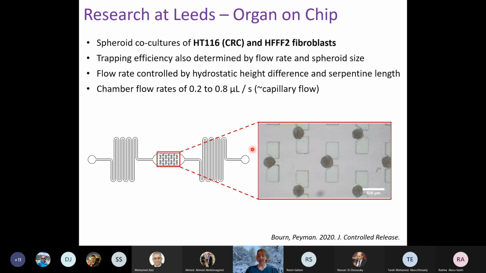This allows us to apply capillary-like flow rates over the tumours like they would experience in the body, which you wouldn't be able to do in a Petri dish. The chamber flow rates are between 0.2 and 0.8 microliters per second, which is equivalent to what you would expect in vivo. It also allows us to introduce drugs into the system and test drugs on individual microtumors in parallel with each other. So you're doing multiple experiments on a single device.